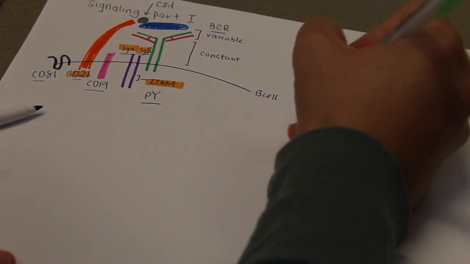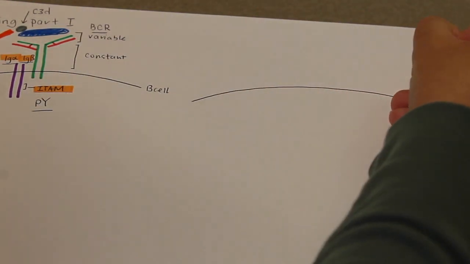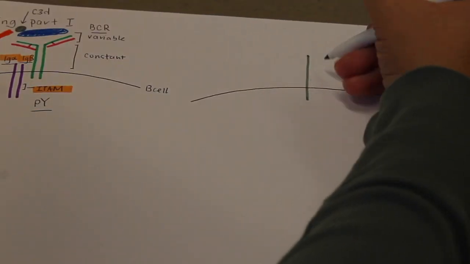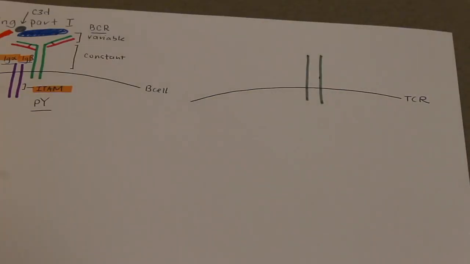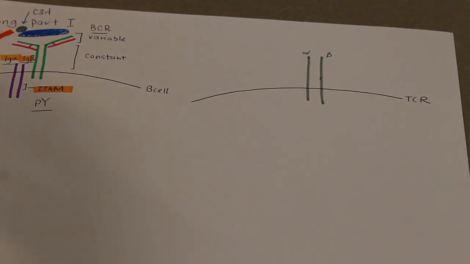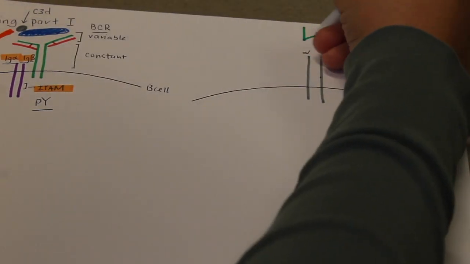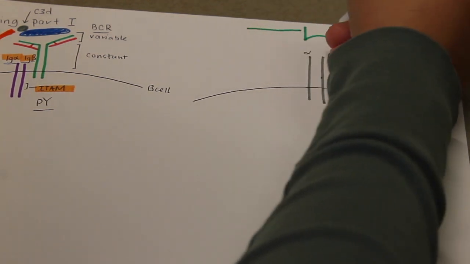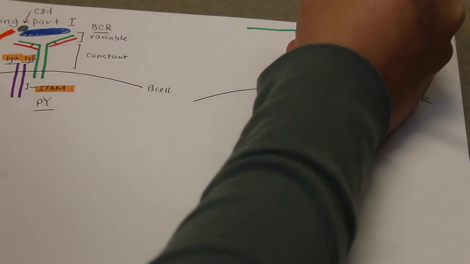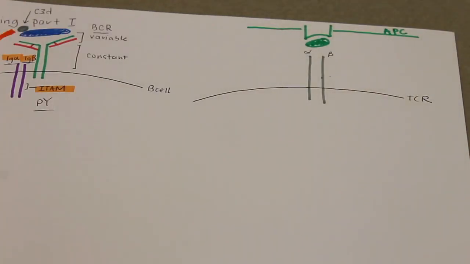Okay, let's now talk about the T cell receptor. Here we have our T cell receptor, and this is composed of an alpha and beta chain. The T cell receptor recognizes peptide presented by antigen presenting cells. So here we have our peptide.